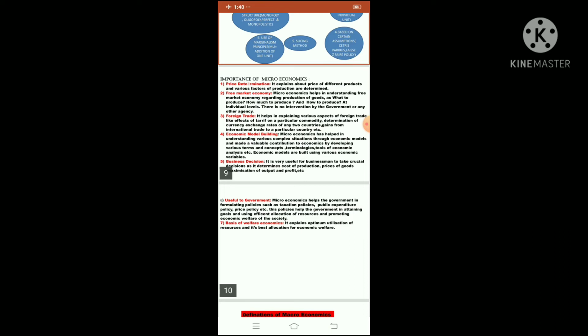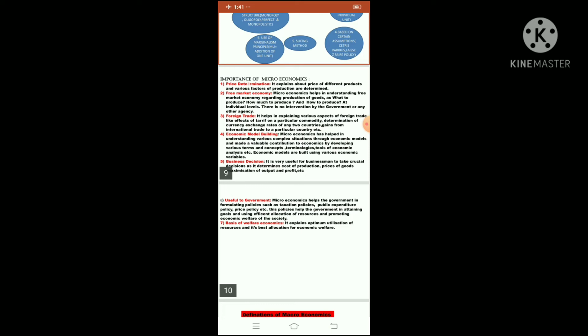So microeconomics also helps in building economic models. Various complex, tough situations can be studied through economic models, and microeconomics has made a tremendous contribution in economics by developing various terms and concepts. They have developed terminologies, and they have been helpful in measuring the tools of economic analysis, etc. So economic models are built using various economic variables.